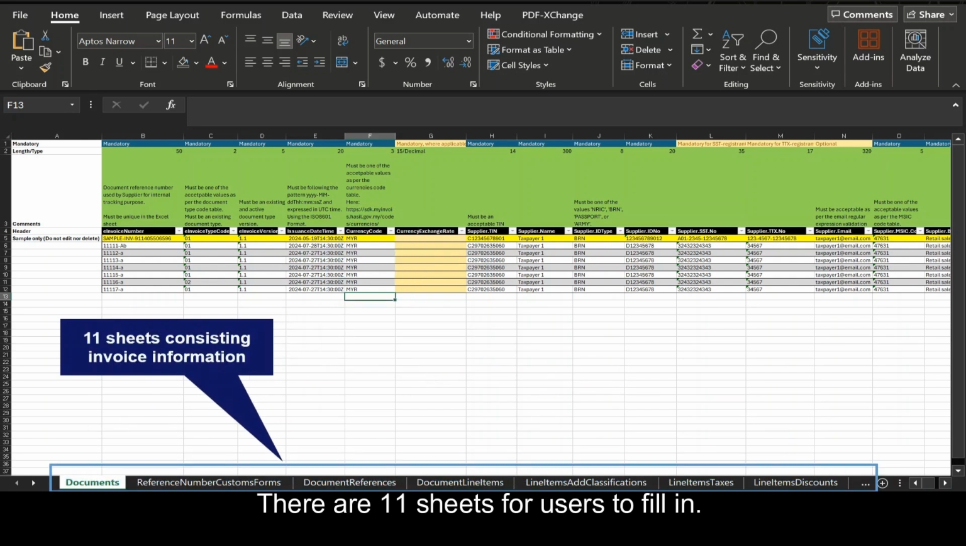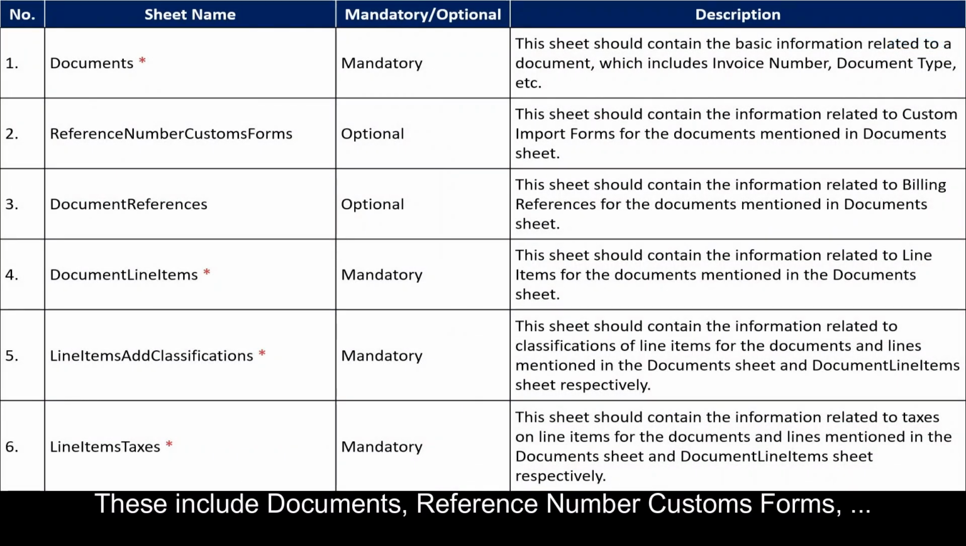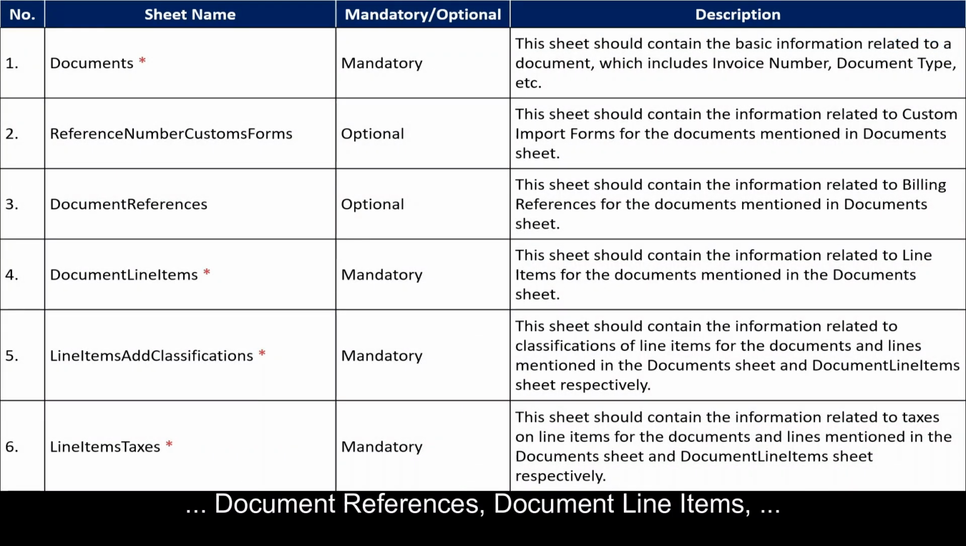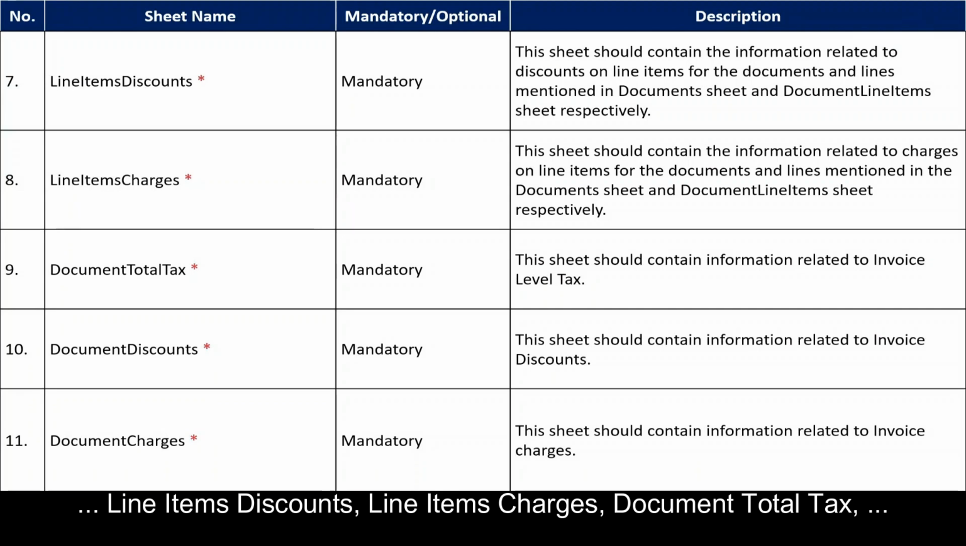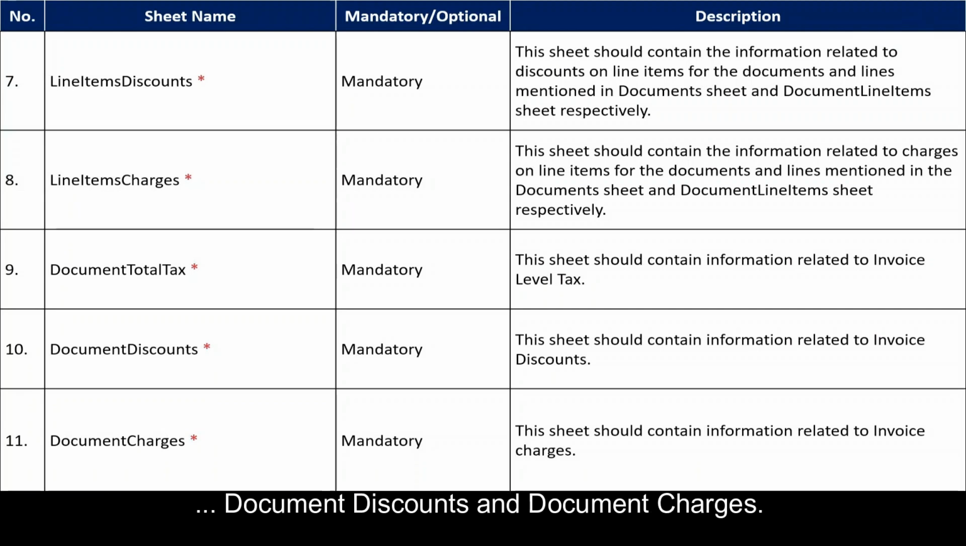There are 11 sheets for users to fill in. This includes documents, reference number customs forms, document references, document line items, line item classifications, line item taxes, line item discounts, line item charges, document total tax, document discounts, and document charges. We will now go through the field descriptions, format, and examples for each sheet.